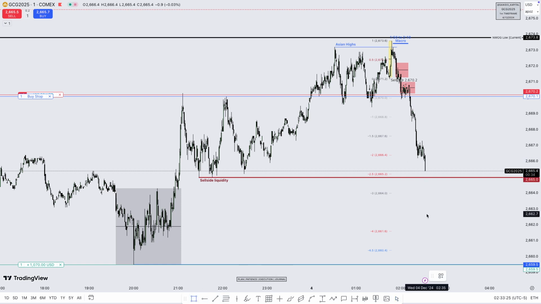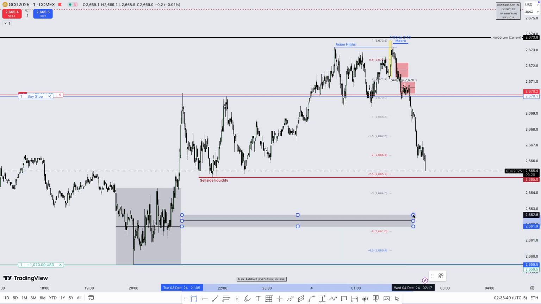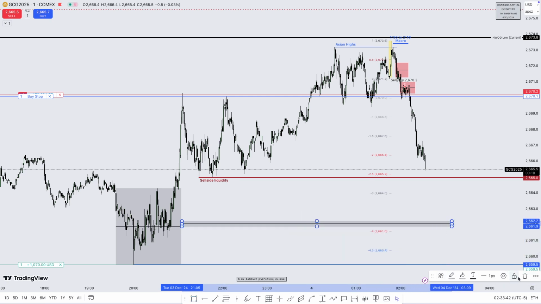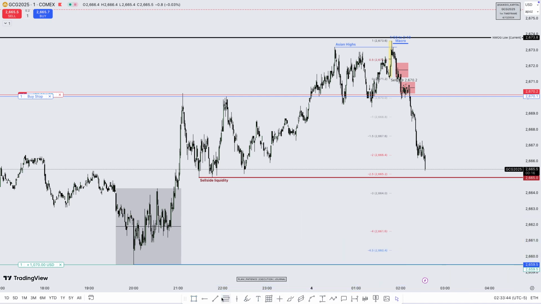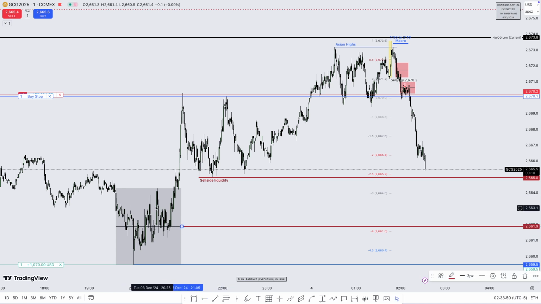I want to see it break and stay heavy below this sell side here. Then I'm gonna hold it. If it fails to do that, then I'm gonna have to cancel it because this is also a sweet spot here. This is the midpoint of this range here. It's a sweet spot, so I have to watch that as well.